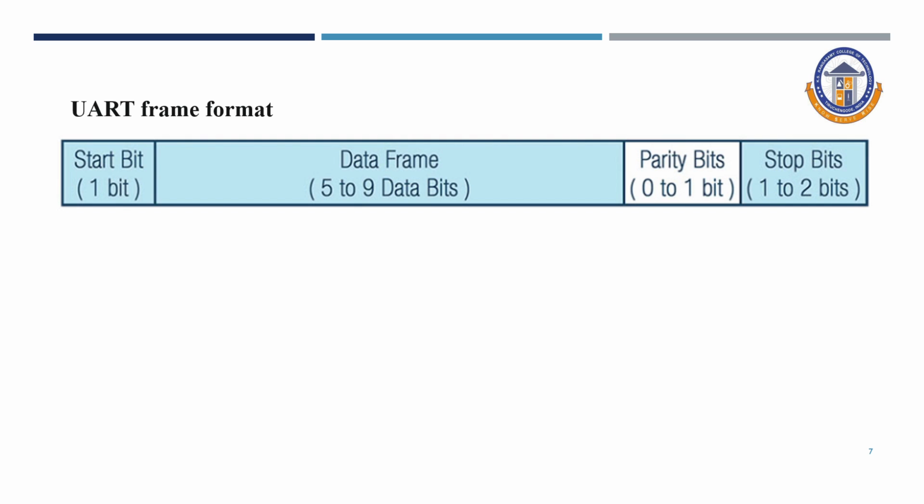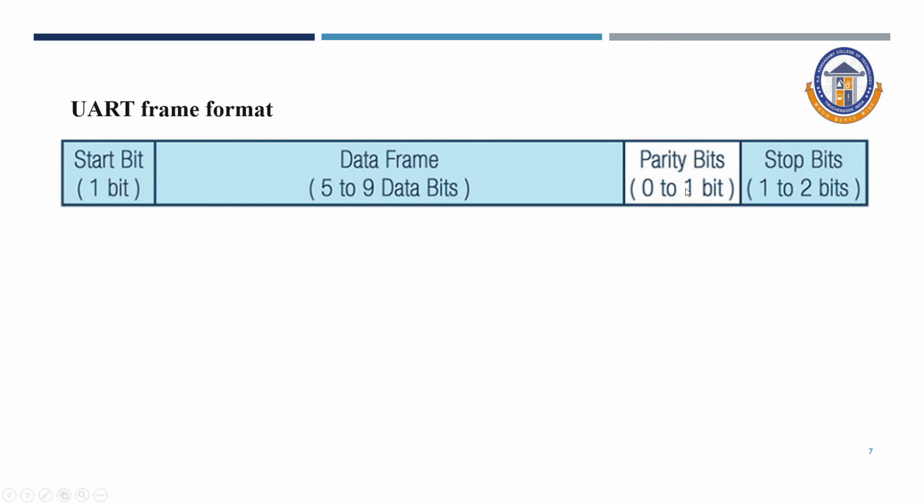So if parity is used, the data frame is 9 bits; if no parity bit is used, then it is 5 to 8 bits of data frame. In most cases, the data is sent with the least significant bit first. So which bit is coming out from the transmitter? LSB. The data is sent with the least significant bit first.